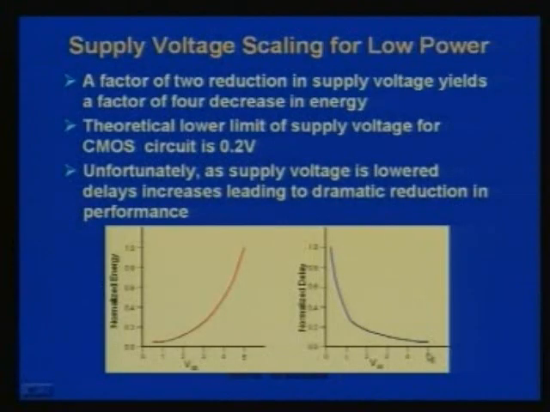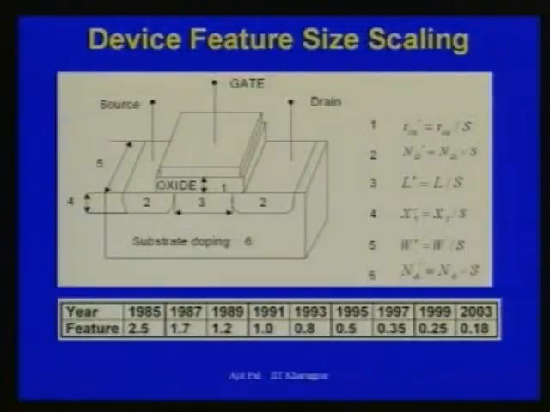The catch lies in this: as you decrease the supply voltage, the delay of the circuit increases. So, by reducing the supply voltage, you can definitely reduce the power dissipation, but your performance degrades. That is not acceptable to us. So, we have to develop techniques such that we can reduce the supply voltage without compromise in performance. That is the challenge. How can it be done?